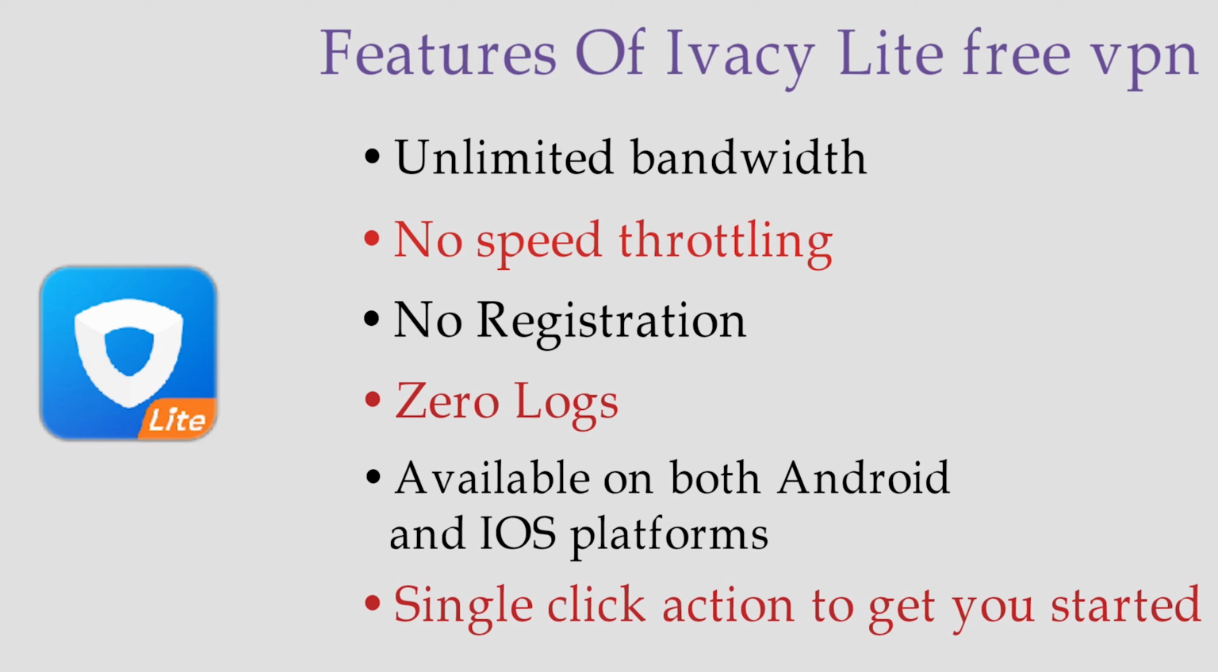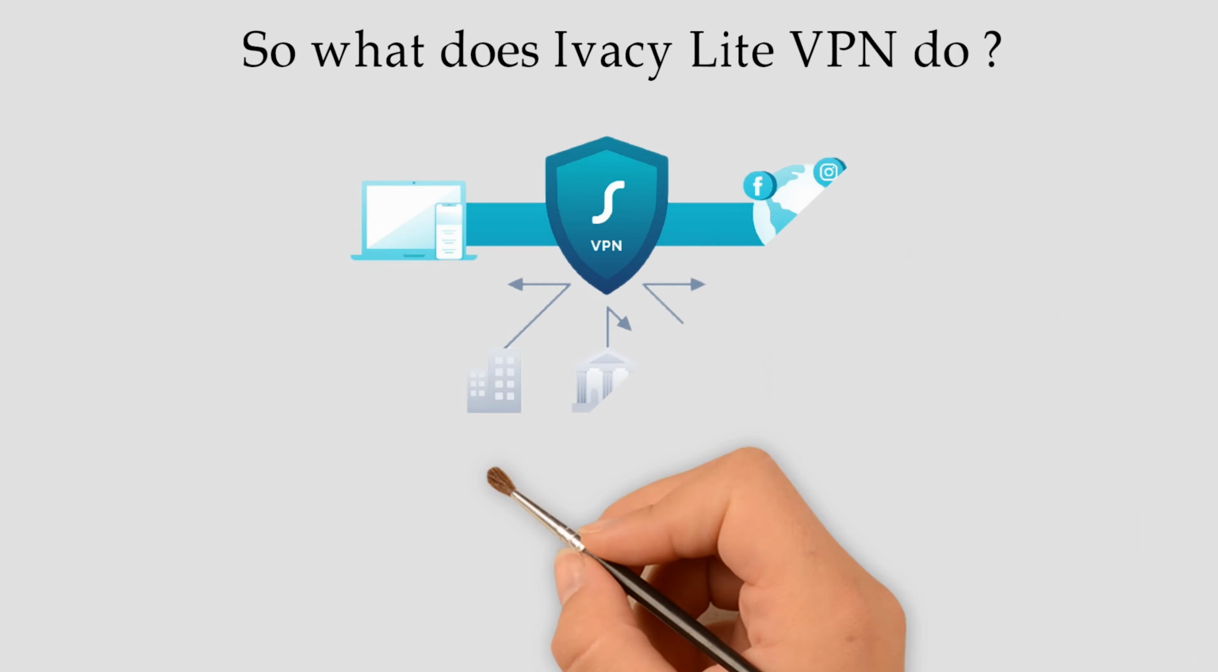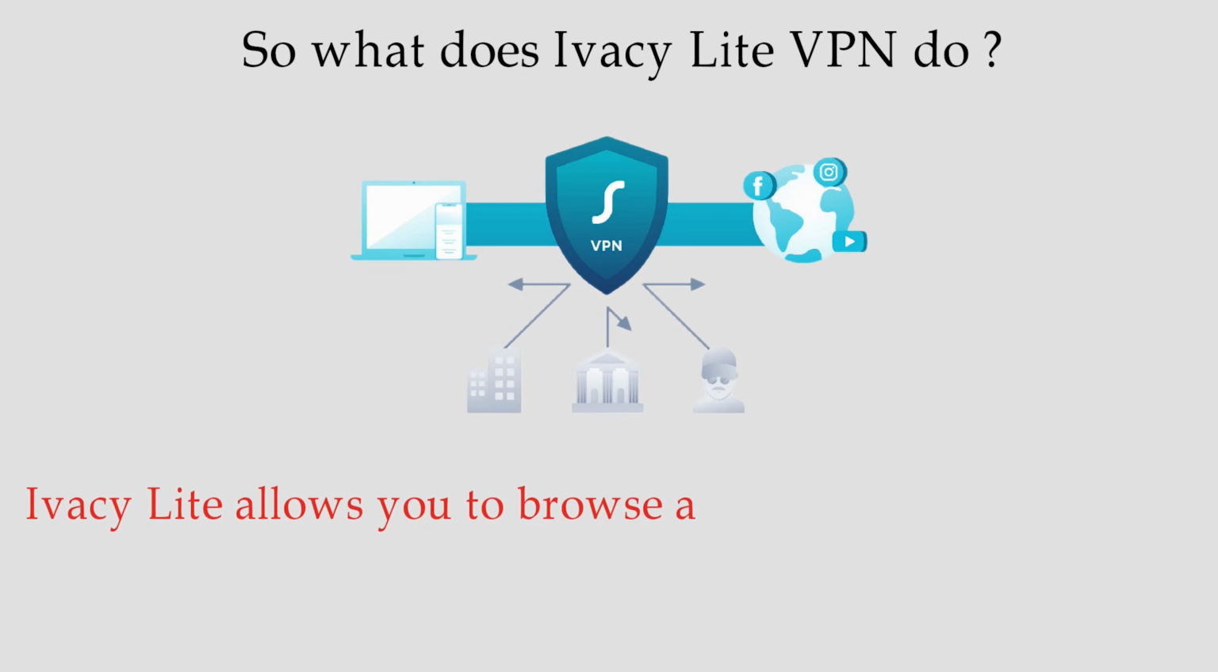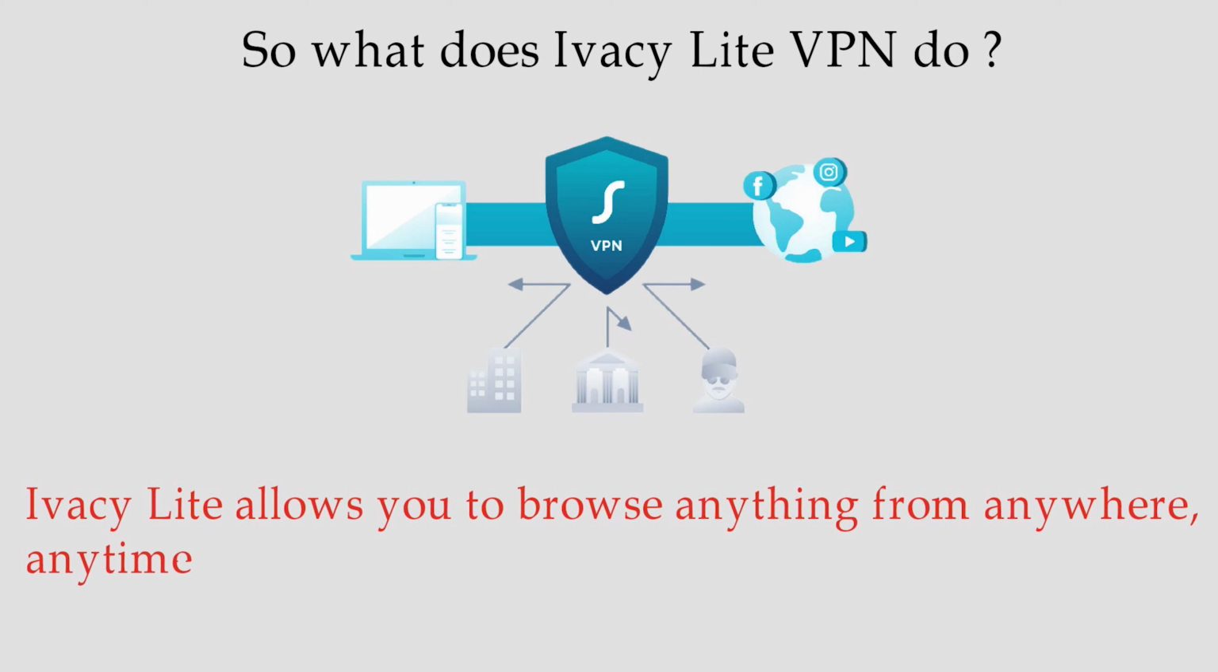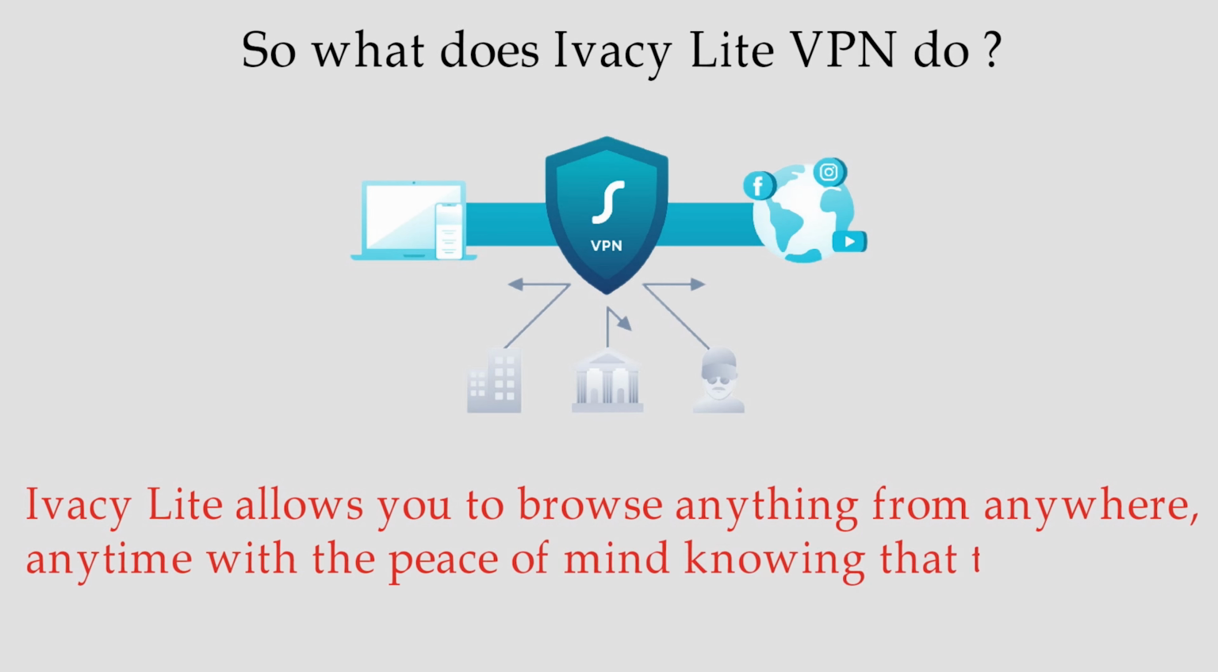The fourth feature is zero log policy. Ivacy Lite claims to have a zero log policy, which means the company will have no digital record of a user's online activity. It is available on both Android and iOS platforms and comes with a single click action to get you started. So what does Ivacy Lite VPN do? Ivacy Lite allows you to browse anything from anywhere, anytime with peace of mind knowing that the device is completely safe and protected online. So how does Ivacy Lite VPN work?